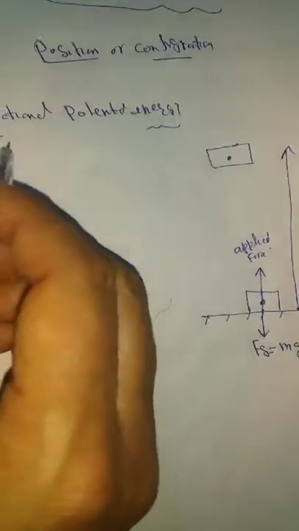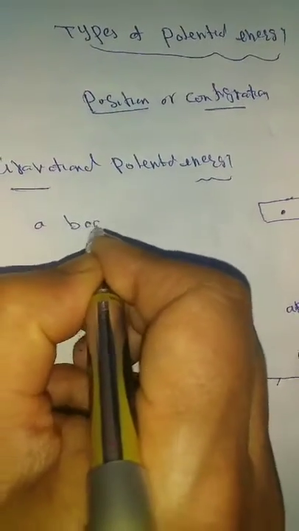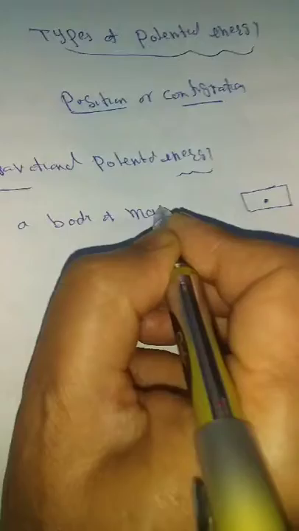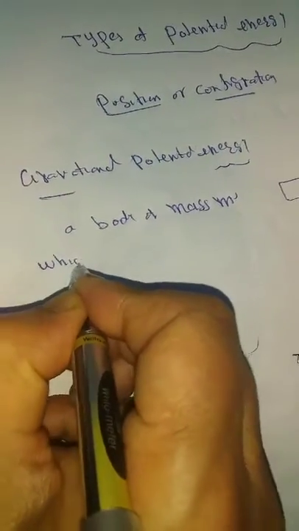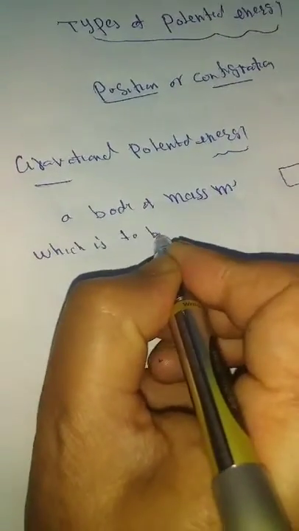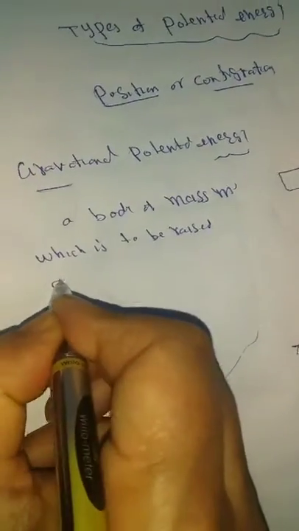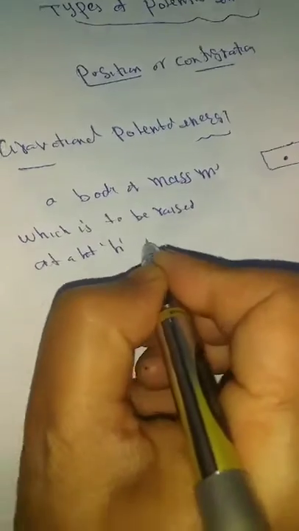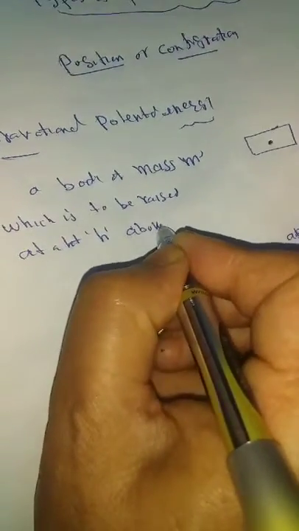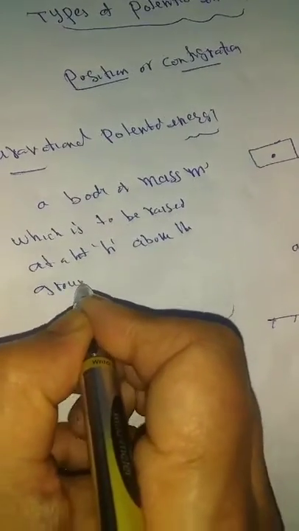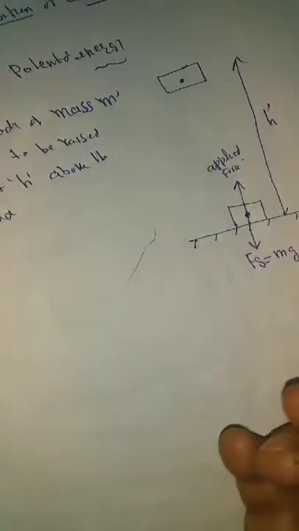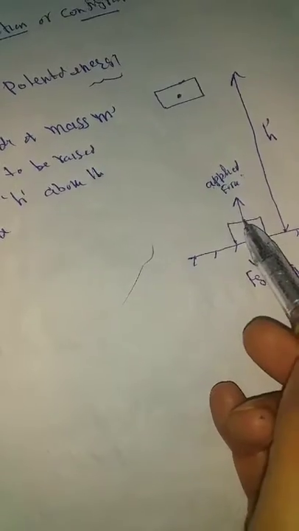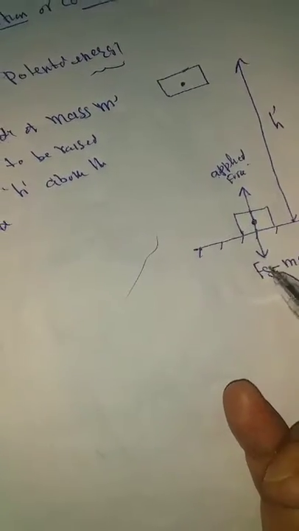We consider a body of mass m to be raised to a height h above the ground. The force required to lift the block must be equal to the gravitational force, because whatever the weight is, mg, that much force I will apply. That means I apply the force, and this is called applied force.